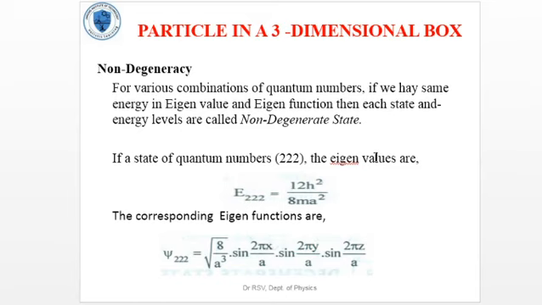Non-degeneracy. For various combinations of quantum numbers, if we have the same energy eigenvalue and eigenfunction, then such states and energy levels are called non-degenerate states. For the state with quantum numbers 222, the eigenvalue E222 is equivalent to 12h squared divided by 8ma squared. The corresponding eigenfunction is psi 222 equivalent to root of 8 by a cubed sin 2 pi x by a sin 2 pi y by a sin 2 pi z by a.